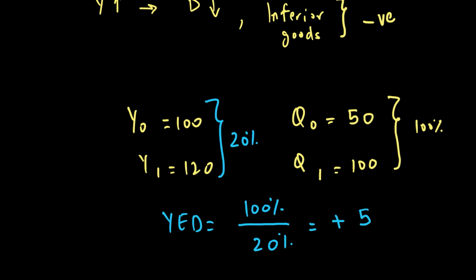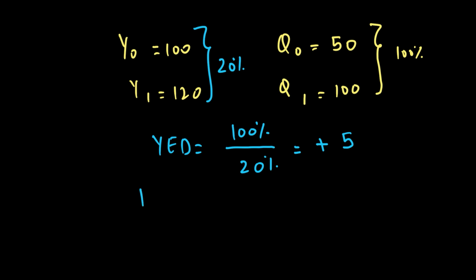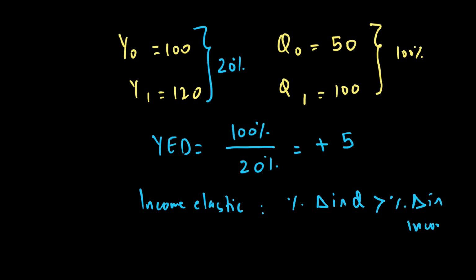Now, plus means what? Plus means that the relationship between your quantity demanded and income is positive, and that means the good must be normal in nature. So a positive sign means the good must be normal, and 5 means the value is such that it is very what we call income elastic. Why am I calling it income elastic? Well, because the value is such that the percentage change in quantity is greater than the percentage change in income. This means this good has a very sensitive or strong relationship with the change in income.